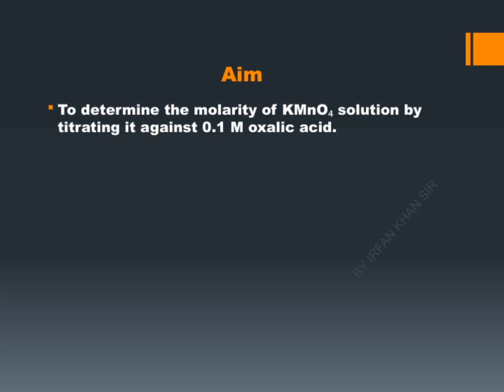Today, I will talk about how we determine the molarity of a potassium permanganate, or KMnO₄, solution by titrating it against a standard solution of oxalic acid, which has a concentration of 0.1 M. The main goal here is to accurately find out the concentration of our KMnO₄ solution, and we do this through a titration process. This method is common in analytical chemistry because it allows us to determine unknown concentrations precisely. By understanding this process, we can ensure our solutions are correctly prepared for various applications.